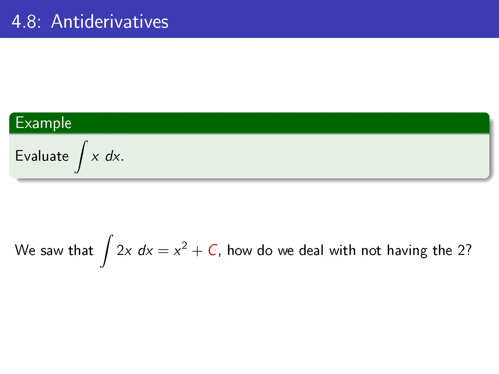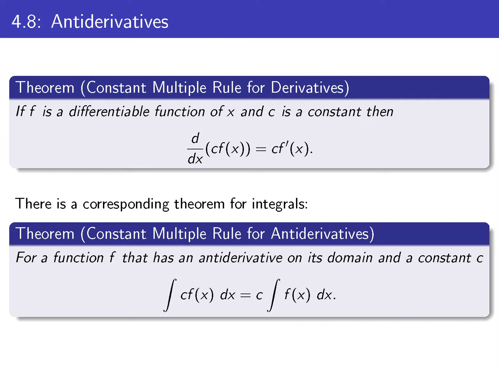What we really need to do is figure out how constants interact with integration. To figure this out, we will ask, how do derivatives interact with constants? This brings us back to the constant multiple rule for derivatives that we saw back in section 3.3. It says that if you take the derivative of a function times a constant, it is just that same constant times the derivative of the function. So that means antiderivatives have to have this same property.